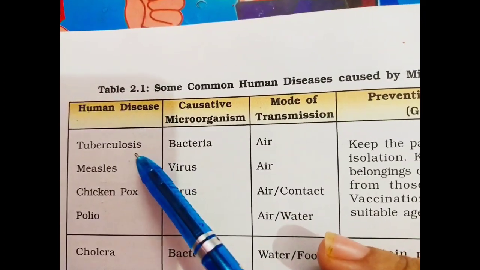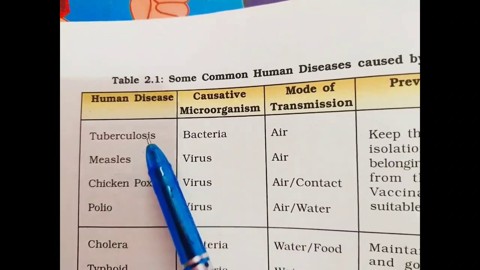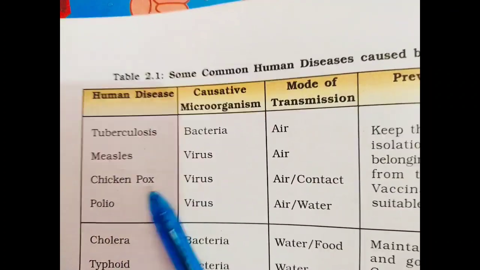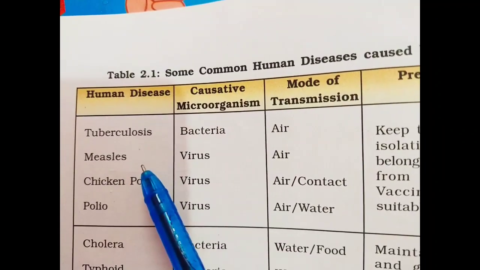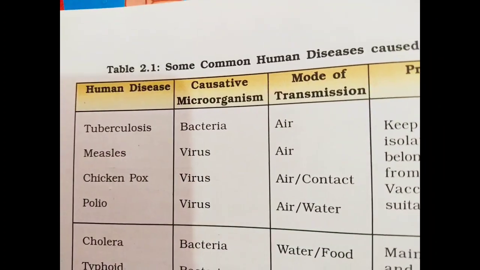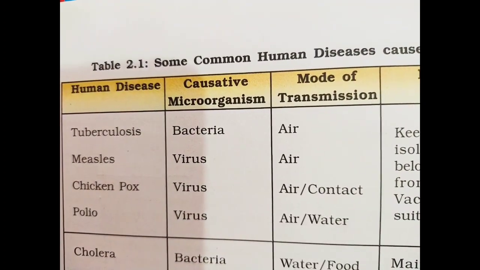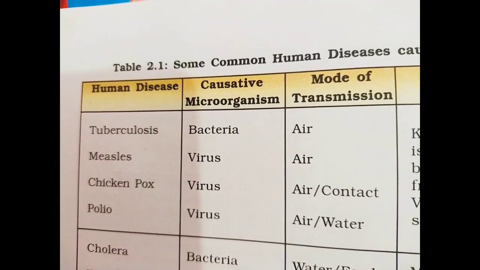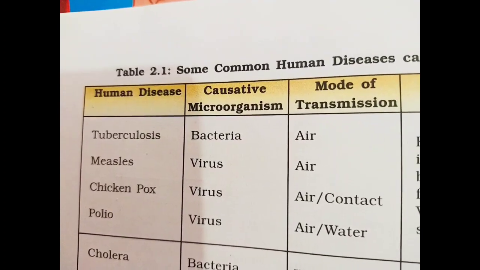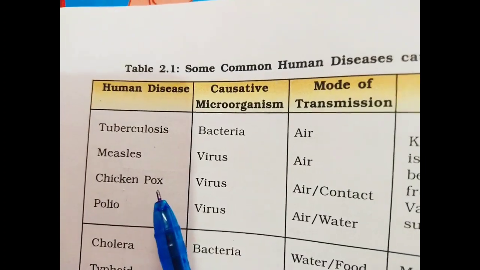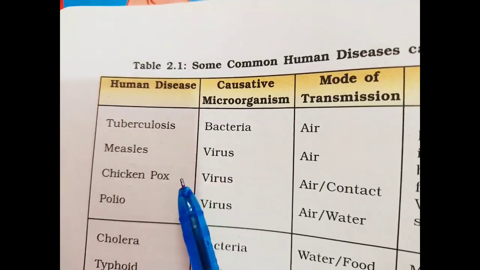So the first disease name is tuberculosis, second measles, third chickenpox, and fourth polio. Tuberculosis, TB, measles, chickenpox and polio. Measles and chickenpox are the same type of thing, but measles has very fine, small rashes. And in chickenpox, many pea-like structures grow on our skin, and they contain a liquid inside. So these are chickenpox. They are both the same kind of disease.